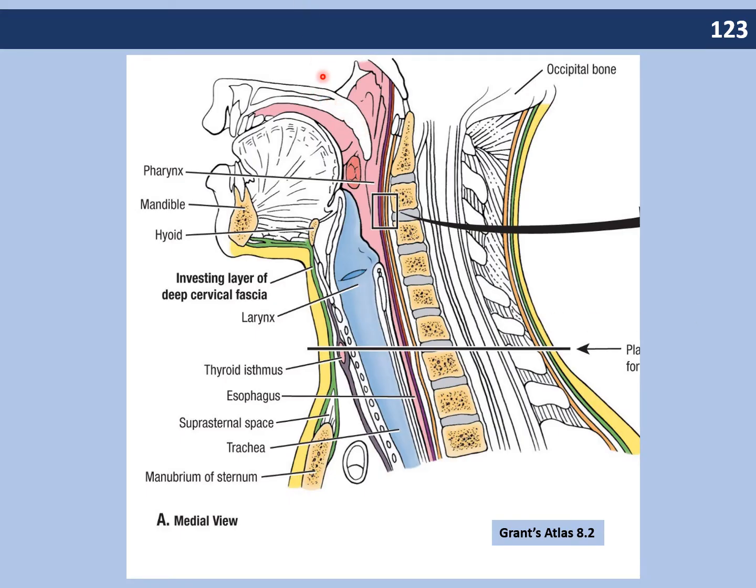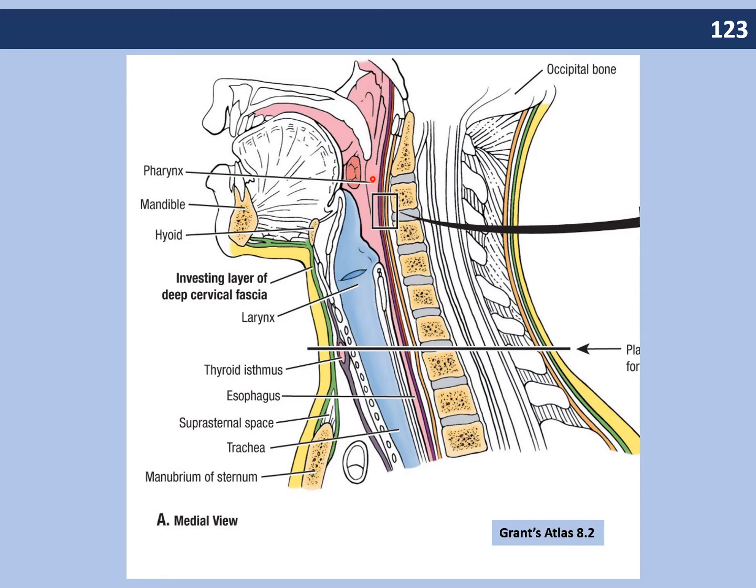So remember that the nasopharynx is from the base of the skull to the soft palate, whereas the oropharynx is from the soft palate to the epiglottis, and then the laryngopharynx is posterior to the larynx, from the epiglottis down to the inferior border of the cricoid cartilage.